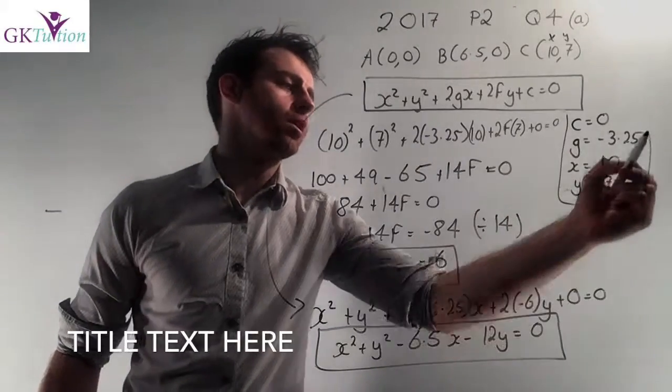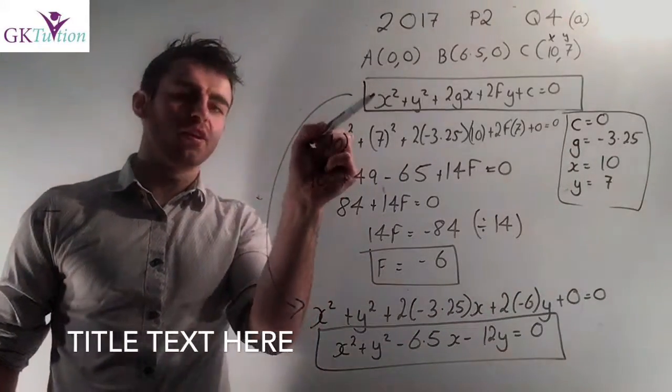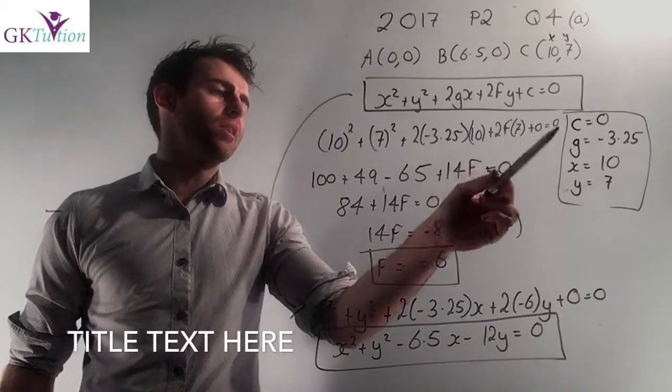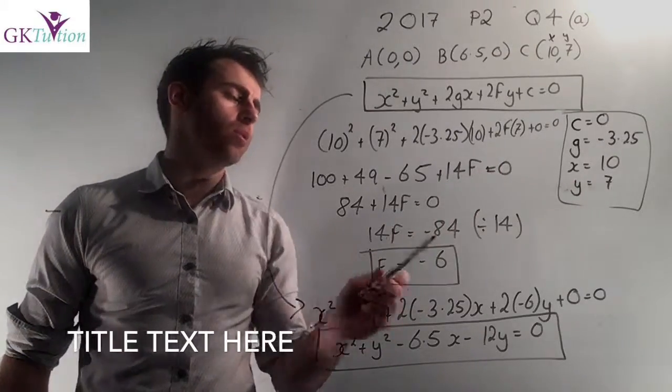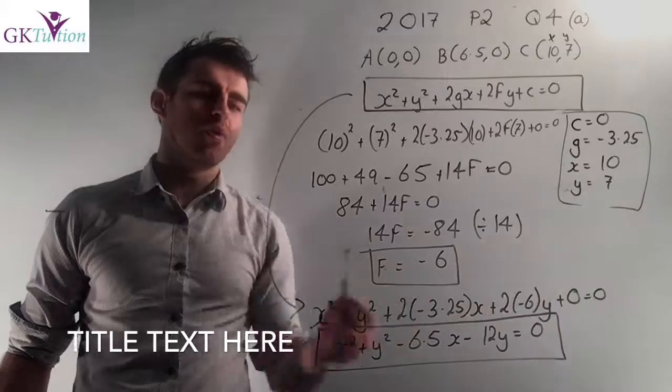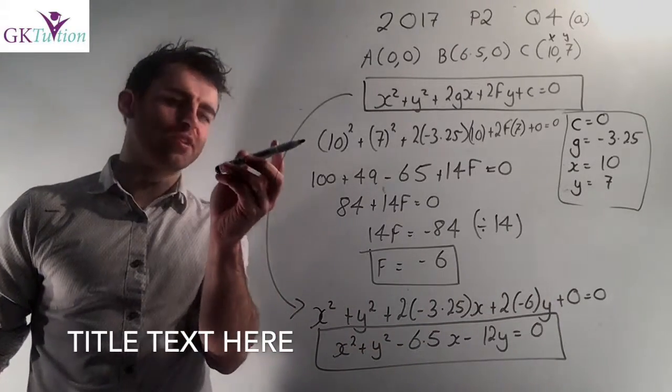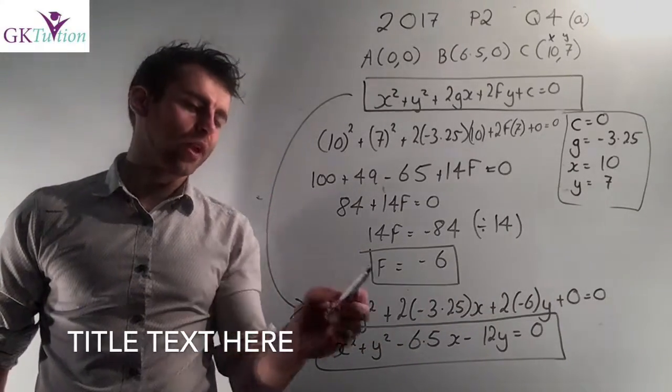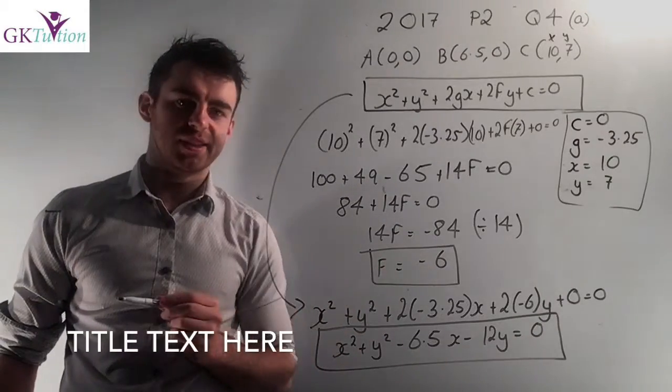So I can just sub in these four variables into the equation from my log tables. I know that c is equal to 0, g is equal to minus 3.25, x is equal to 10, and y is equal to 7. All I did here was sub that in, and I worked my way through the question, and I end up with f is equal to minus 6.